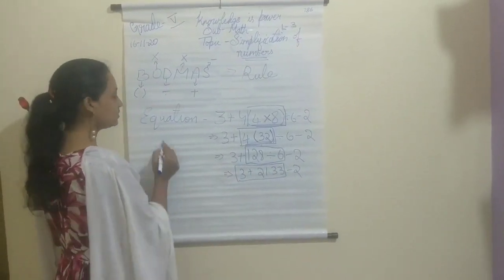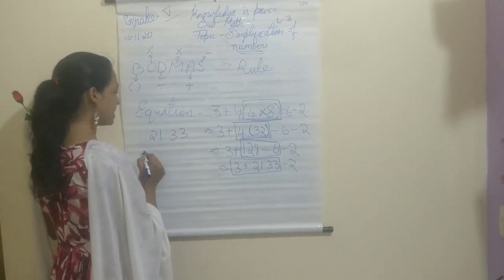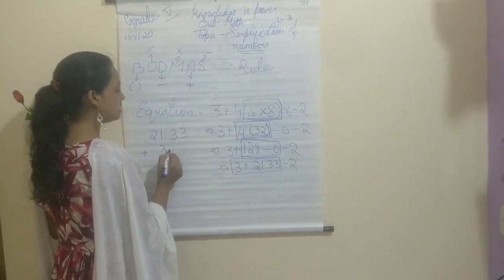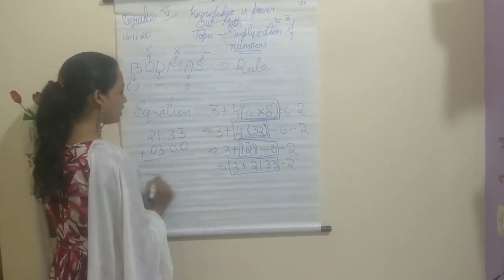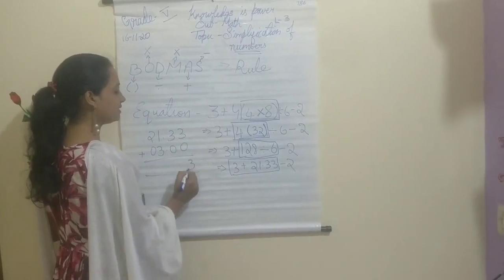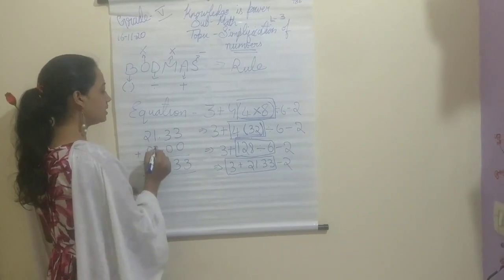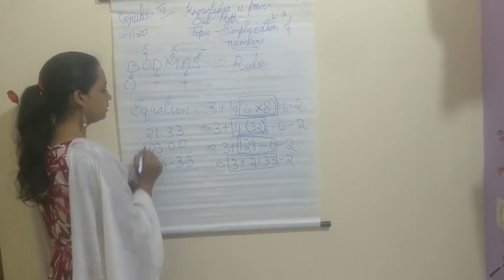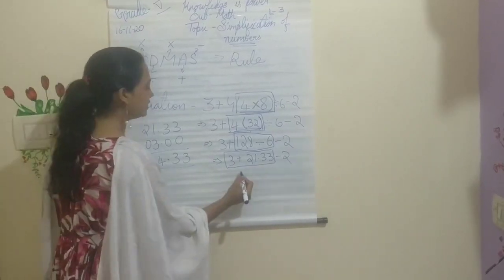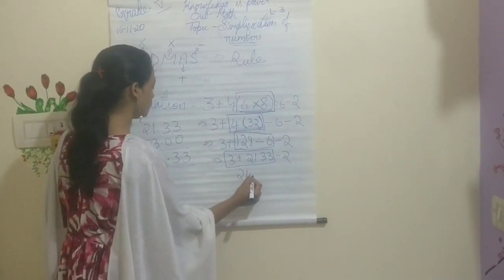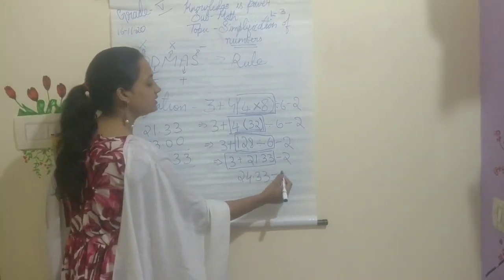So, how to do addition with decimals? 21.33 plus the number 3. And I don't have anything in decimal place. So, 0. And now add it. 0 plus 3, 0 plus 3, decimal point, 1 plus 3 is 4, 2 plus 0 is 2. I got the answer for addition, 24.33.